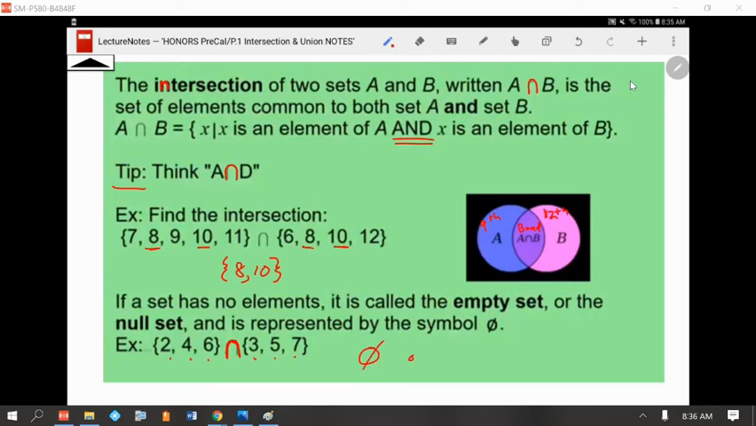Now, when I was in high school, my high school teacher did this a lot. This was like his thing. When there was no solution, there is no answer, he would do the set notation with the braces, but leave it empty. Notice there's no answer in there. It isn't literally an empty set. It's a set with nothing in it.